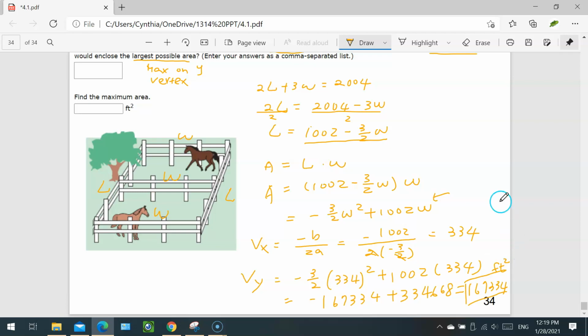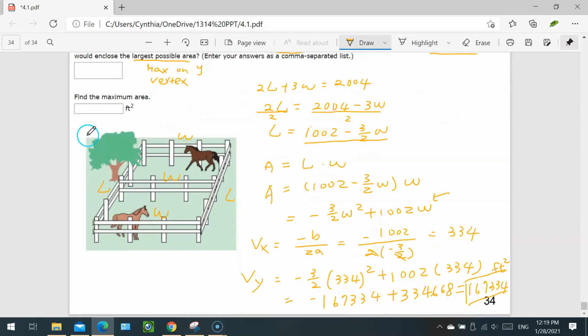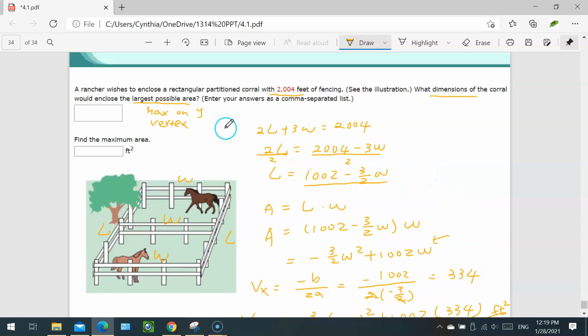Since the question asked for the dimension, what would be the dimension that makes the largest area? So that means the vertex point, this would be the width, right? So we fill in the box. We'll enclose the largest area. So that means the width is 334 feet. And then the length.